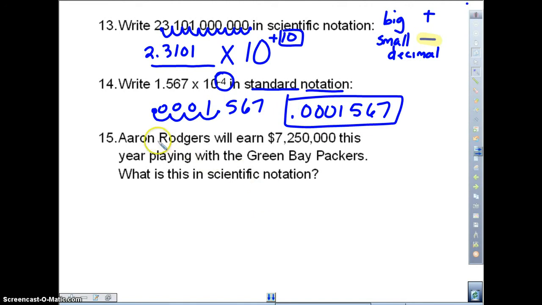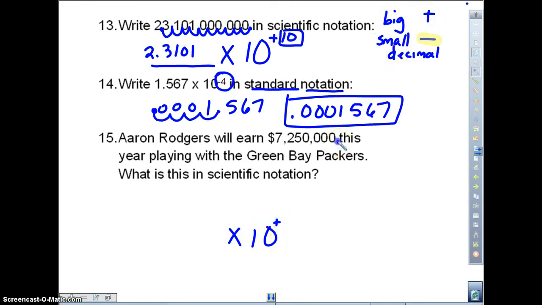Number 15. Aaron Rodgers will earn $7,250,000 this year, that many dollars, playing for the Green Bay Packers. What is this in scientific notation? Okay, is it a big number or is it a small number? It is big, so should the exponent on the 10 be positive or negative? Yep, it should be positive.